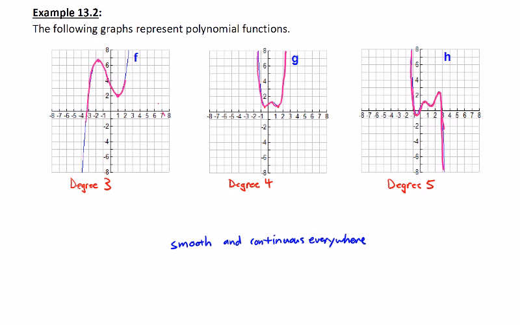Please be sure to look at example 13.3. Example 13.3 is going to show non-examples, so then you can get an idea of what it means for it to be not smooth and for a graph to be not continuous. But for right now, this should complete what we need to discuss here for example 13.2.